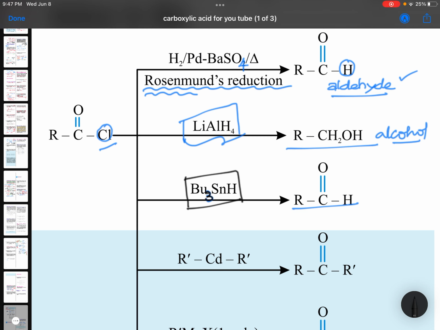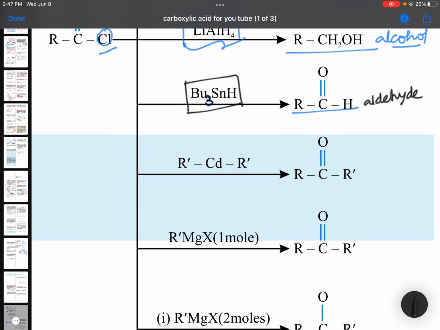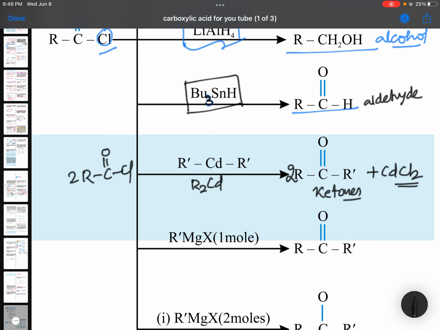Bu3SnH, when you are using, this is tributyl tin hydride. It will also give you aldehyde. One very interesting reaction it is. And R2CuLi, you can say. When you are treating with RCOCl, take 2 units of this and you will be getting 2 units of this plus CuLiCl2. So, ketones are prepared from this one.